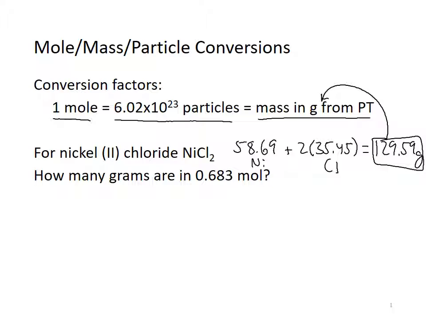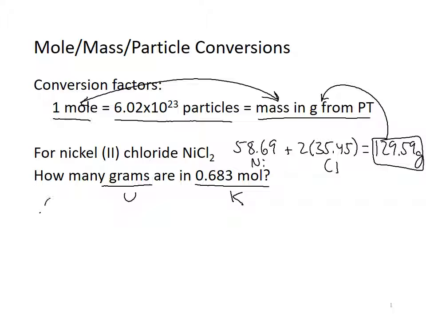So let's look at this first question. How many grams are in 0.683 moles? Well, 0.683 is my known. Grams is my unknown. And so for my conversion factor, I need to convert moles to grams. So I need to pull the mole, and I need to pull the gram. Those are the two things I will use in the conversion factor.